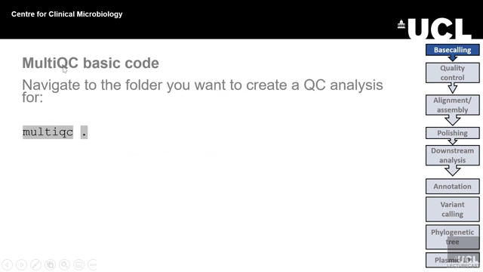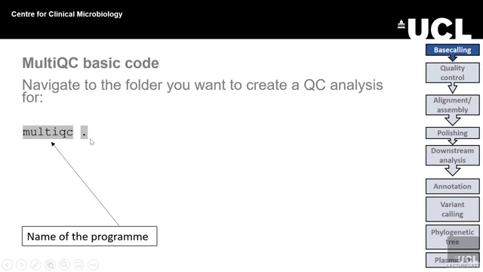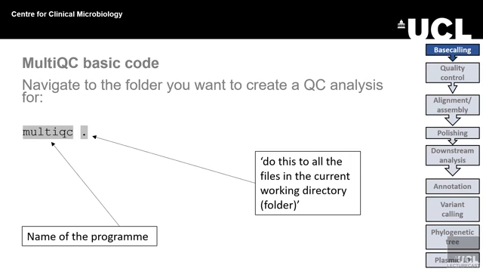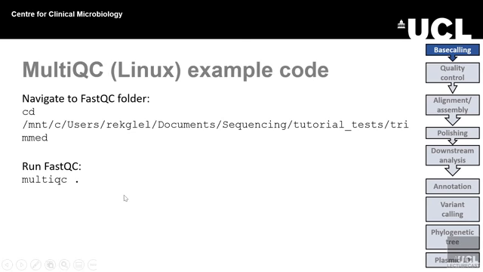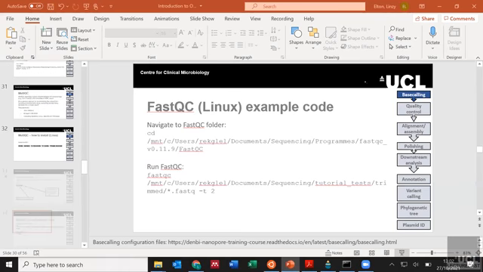And then you can navigate to the folder where your files are. MultiQC is the name of the program, and then the dot means do MultiQC on all of the files in the directory that you're in. I won't do example code because I've only got one, and I have one I made earlier to show you. But if I wanted to do this, I would change directory into the folder I was looking for. So if I had multiple files within my trimmed folder, I would move into that folder, and then I would run MultiQC and the dot.